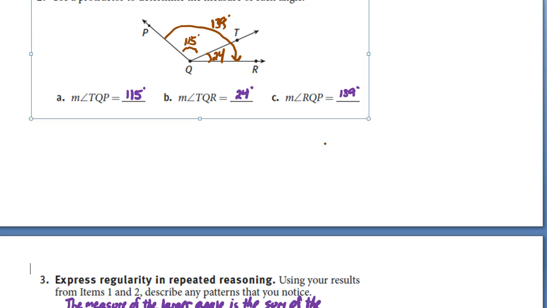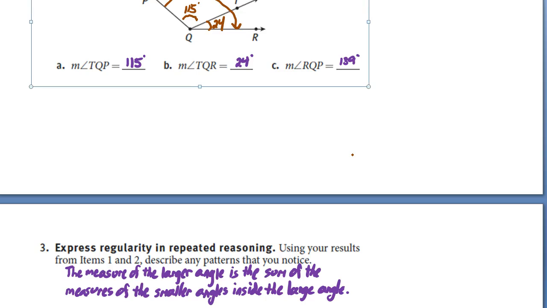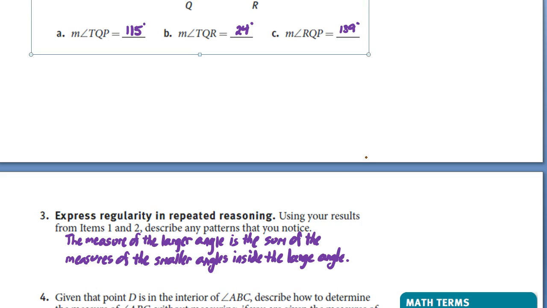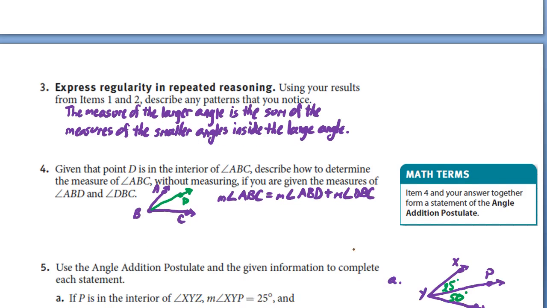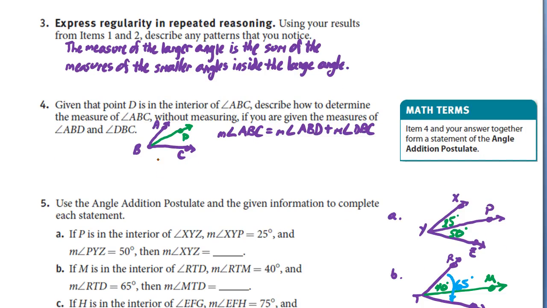So a very similar idea to the last lesson where we were studying segment addition. This is angle addition. So here in purple I've written out what I noticed. The measure of the larger angle is the sum of the measures of the smaller angles inside that large angle. So question 4, here's a chance to use that idea.